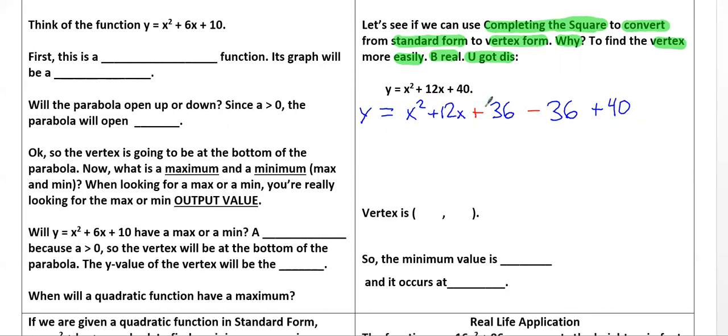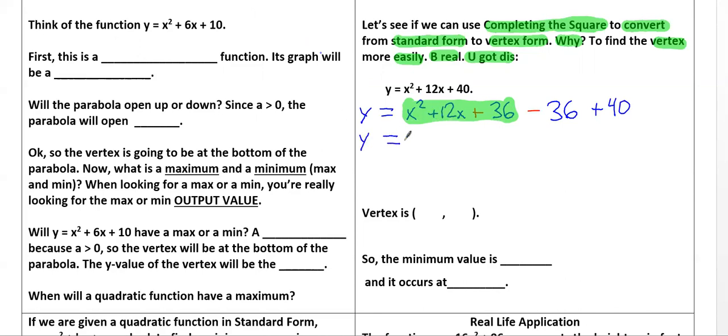So did we change anything? Well, we just added 0. So we didn't really change anything. But once again, what's the whole point of this? Because now this is a perfect square trinomial, and using that special product pattern, we can assume that it's a perfect square trinomial.